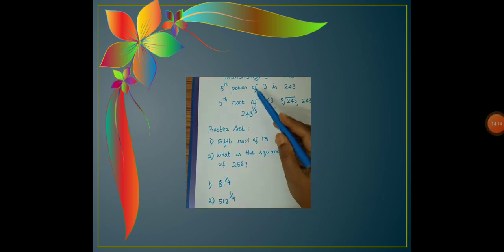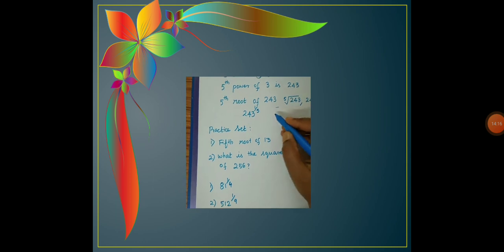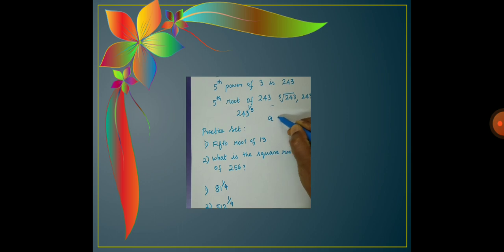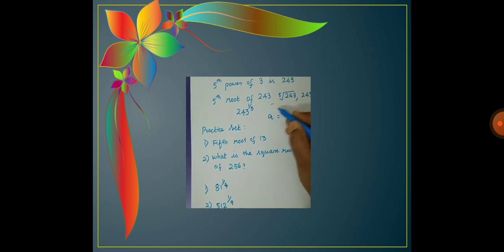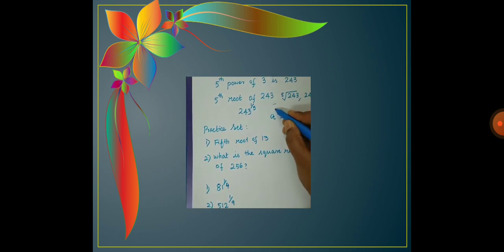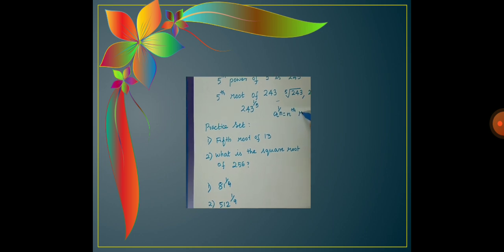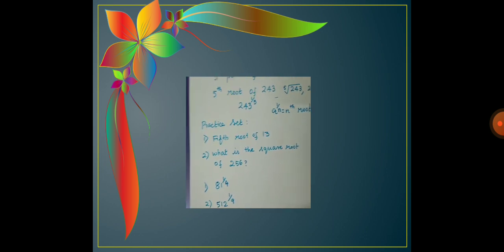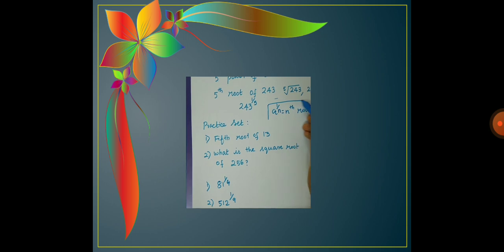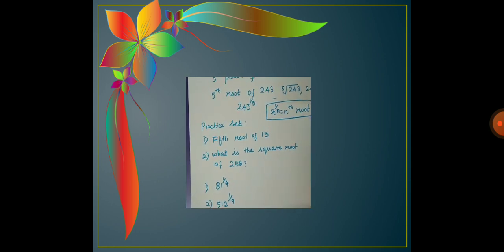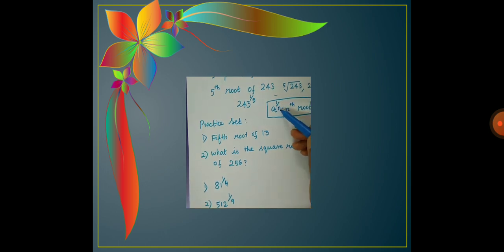Now after doing the power and the root, how will we represent the nth root of a? The nth root of a is equal to a raised to the power 1 by n. That is the nth root. So this is a formula to calculate with the index as a rational number 1 by n. Okay, so this is the index.